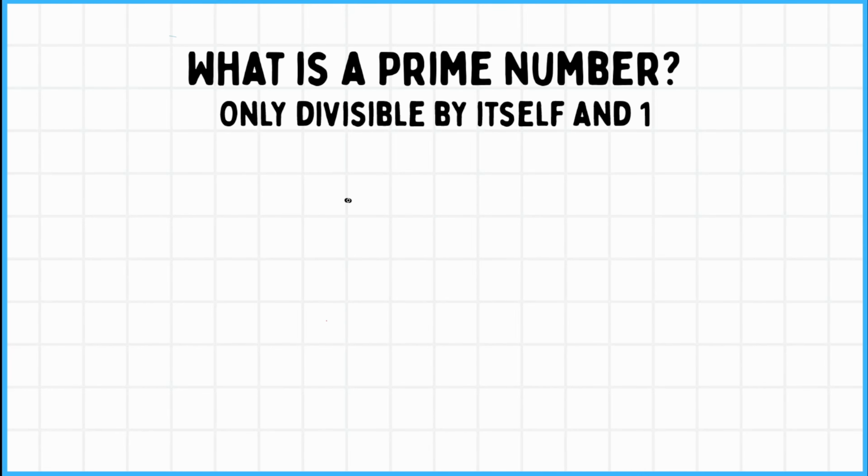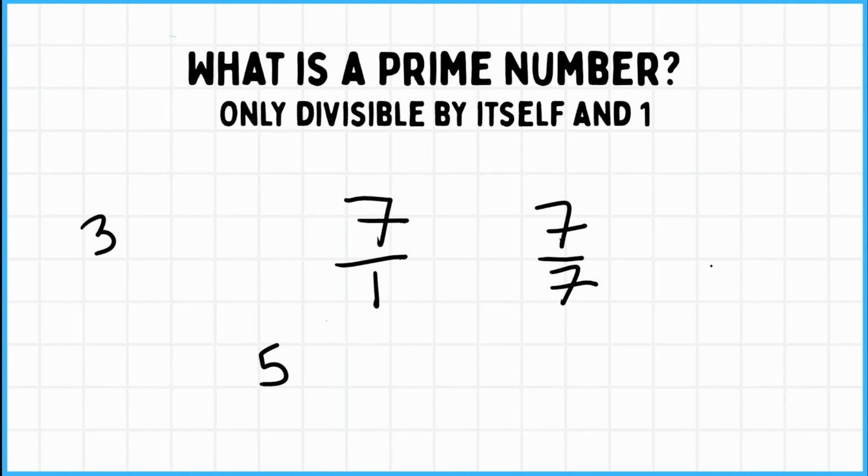A prime number is a number that is only divisible by itself and 1. An example of this would be 7. We can try dividing 7 by so many different numbers, but 7 is only divisible by 1 and only divisible by itself. Other examples of these include 3, 5, and 11.